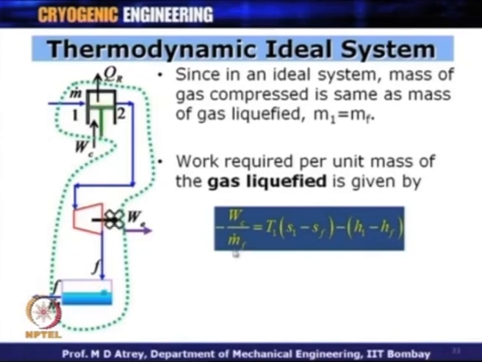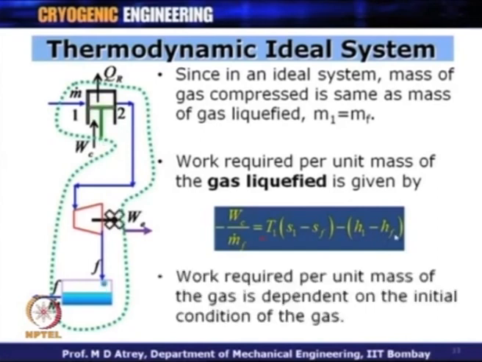So, here again we can understand that the work required per unit mass of gas liquefied depends on the initial condition of the gas, because the moment the initial condition T1 and S1 or H1 is obtained, and the pressure remains the same, SF at saturated liquid condition can be obtained at the same pressure, and HF is the enthalpy of the saturated liquid condition obtained at the same pressure. Therefore, the moment your initial condition gets decided, this value gets decided immediately.